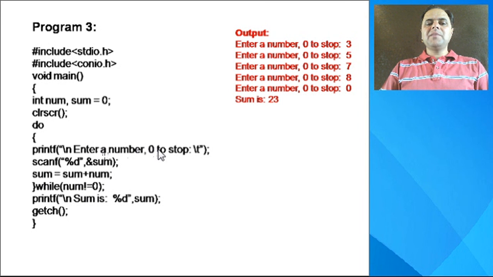Enter a number again. For example, I have entered 0. So 23 plus 0 is 23. Now the number is equal to 0. So this comes out of the loop. So sum equal to 23 got printed here.